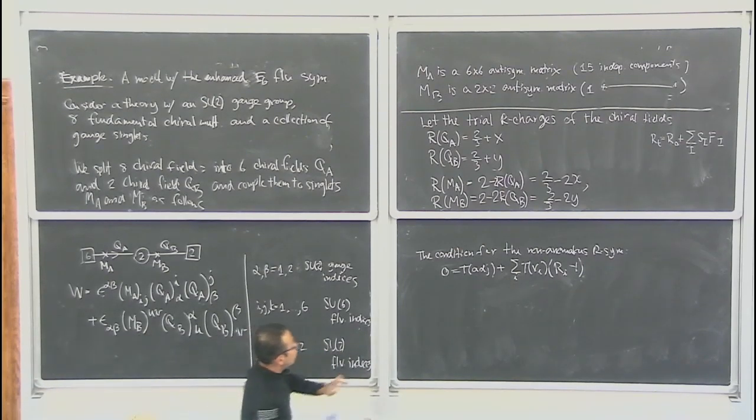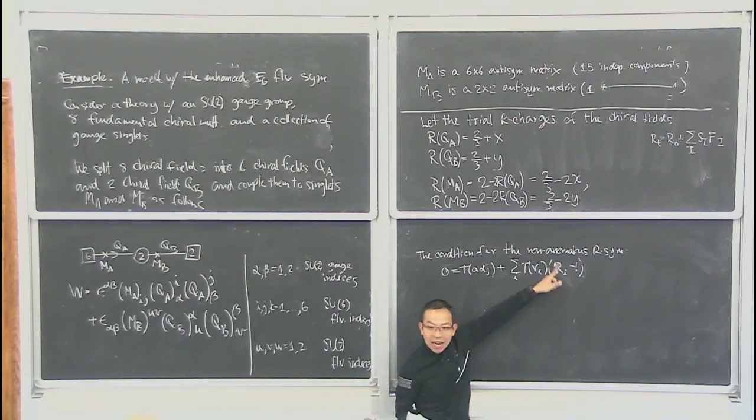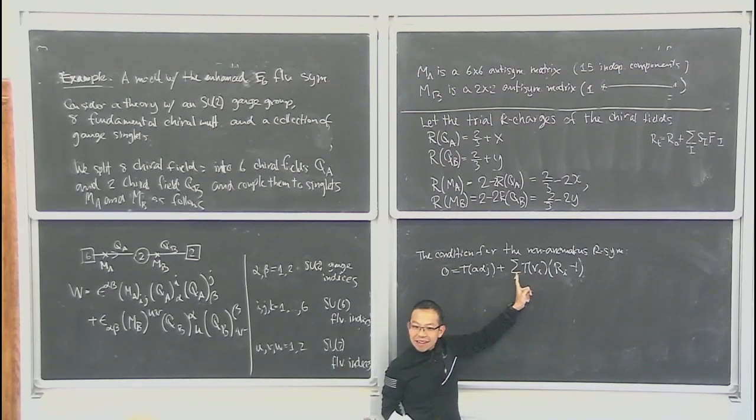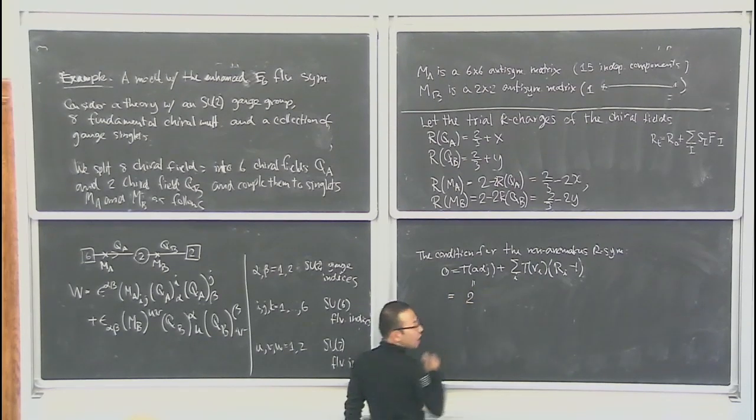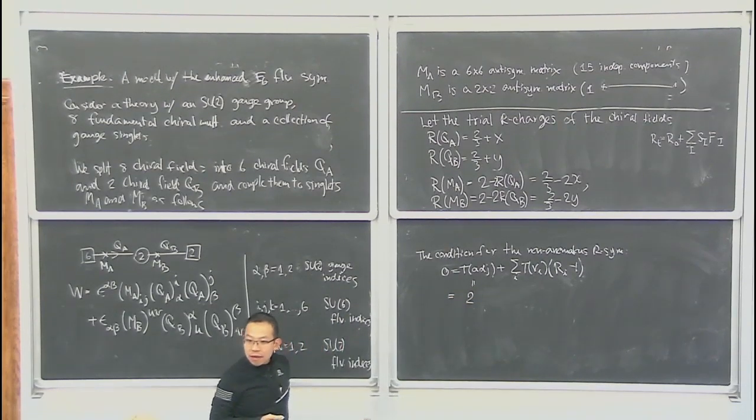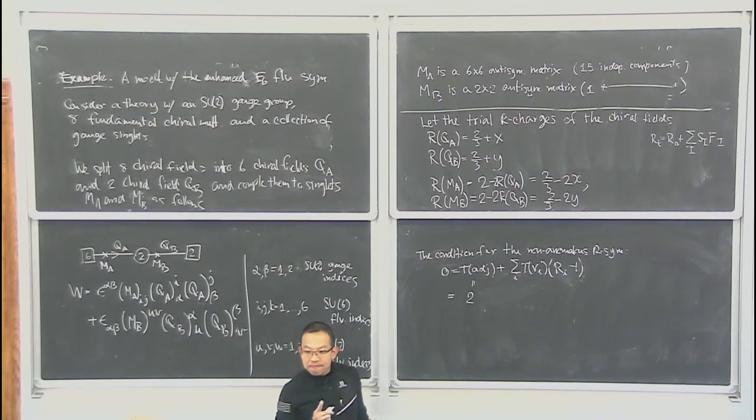Okay, this is from the gaugino, and this is from the anomaly. You remember this? Let me remind you if you forget it. This is the zero beta function, the zero NSVZ beta function. So let's plug it in. T adjoint is 2 because you have an SU2 group. You use this for the SU2 gauge group.